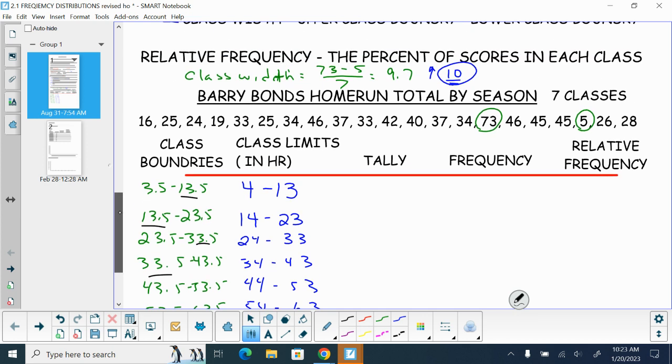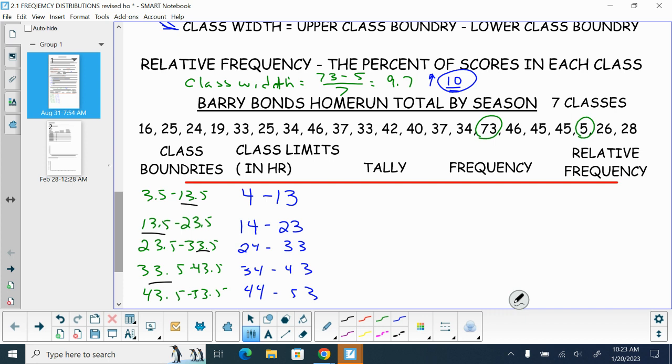Okay? The next thing we do, we start tallying up. 16. Which group am I in here? 16, well, I'm in this group right here. Make sure you cross it out. 25, which group am I in? Tally it up. Okay, so tally up each of your elements. Make sure you cross out so you don't do a value twice.